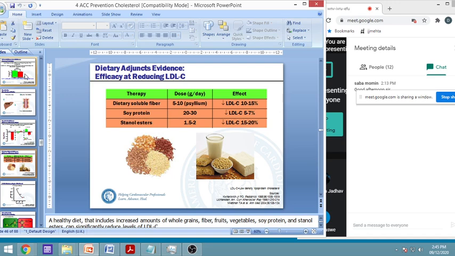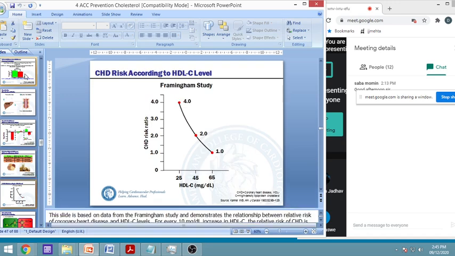Dietary adjuncts are also evidenced for reducing LDL. If we give some dietary soluble fibers, there are many examples. Psyllium seeds, isabgol seeds, can reduce LDL-C by 10 to 15%. Soya protein can make it 5 to 7%, and stanol esters can do it around 15 to 20%. So they are also a very good way of reducing the lipids.